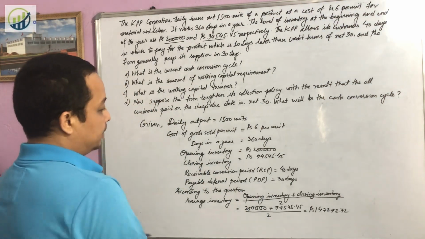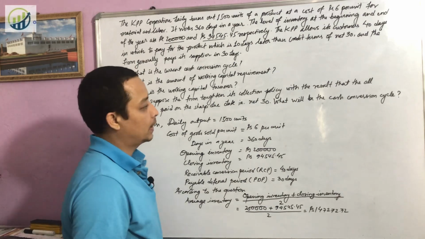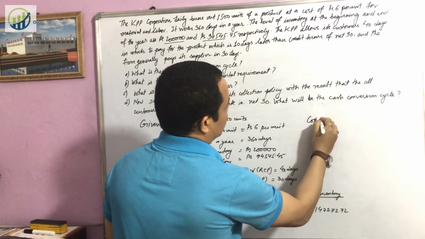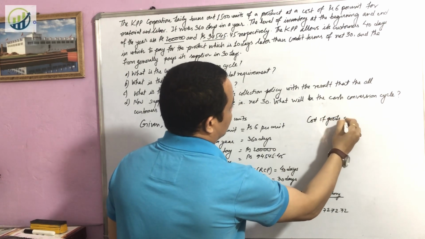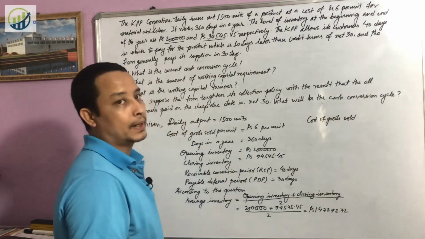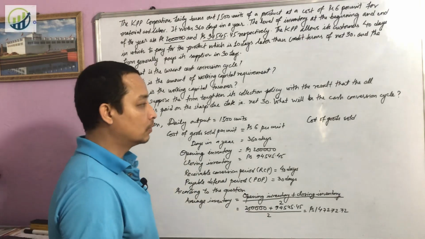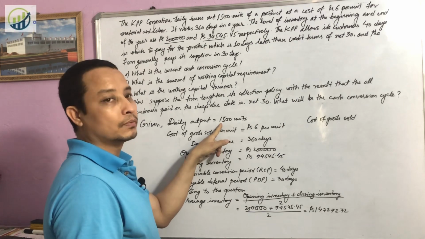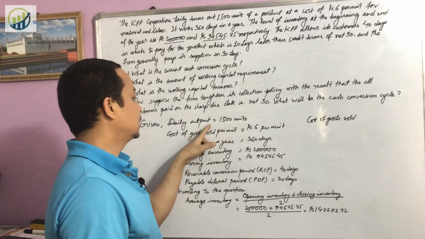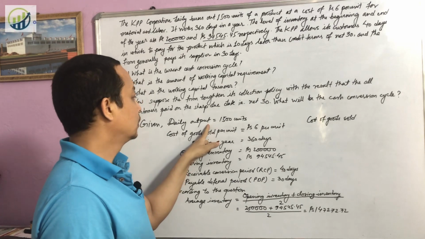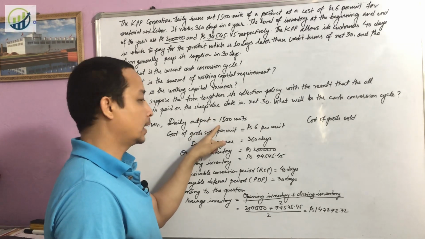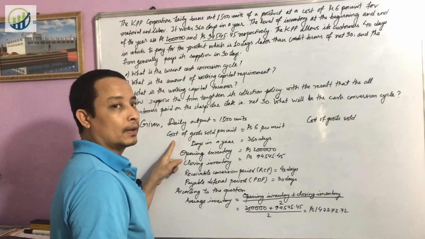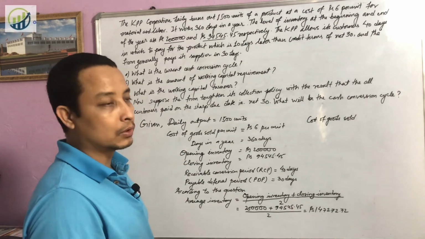So after you find average inventory, you have to also find the cost of goods sold. So here you have to find the cost of goods sold in annual. Okay, it's a daily output is given here, it's a 1,500. So you have to convert this daily output into annual, and then you have to multiply with the cost of goods sold per unit, and then you will get the cost of goods sold, annual cost of goods sold.